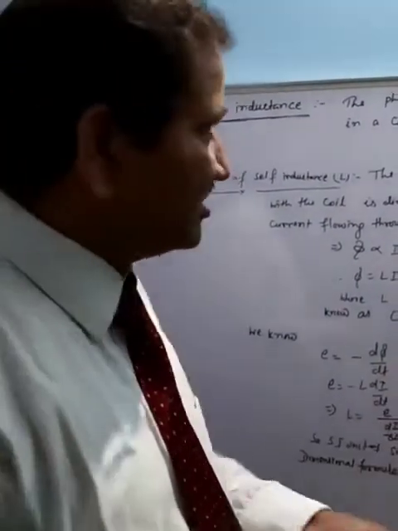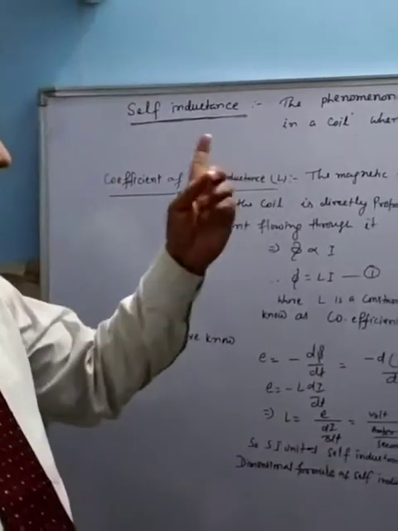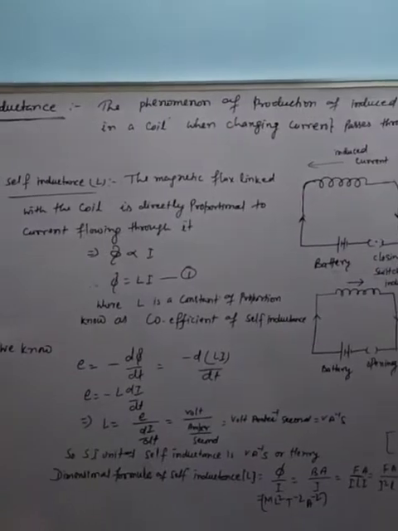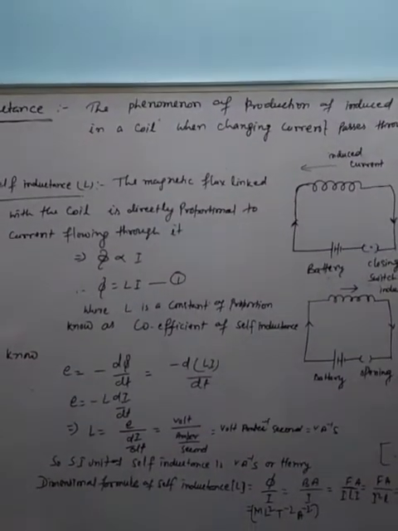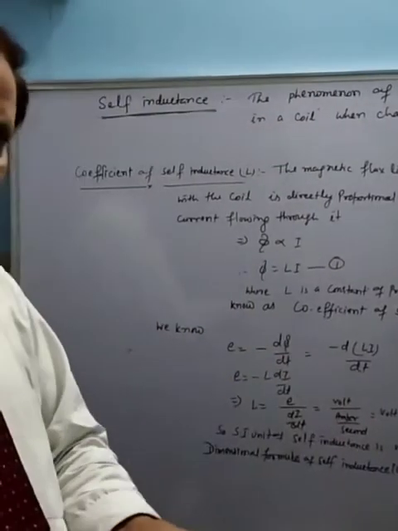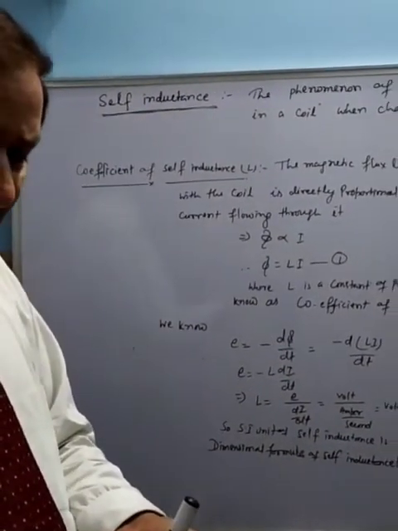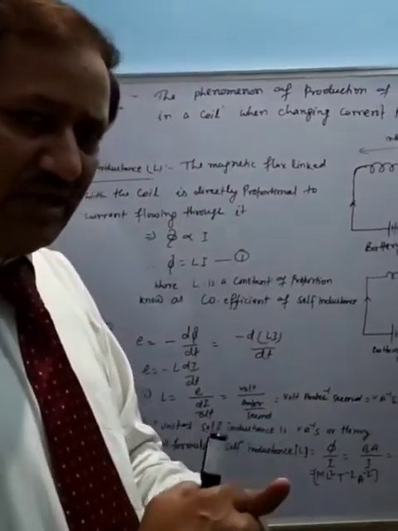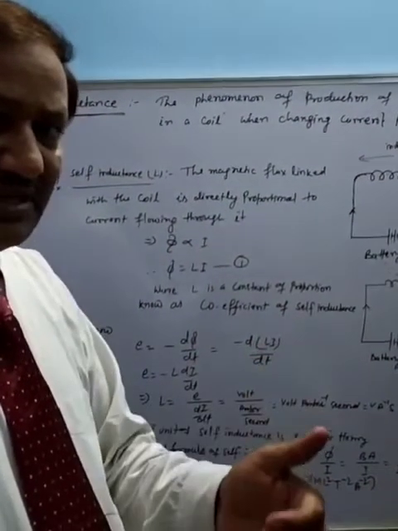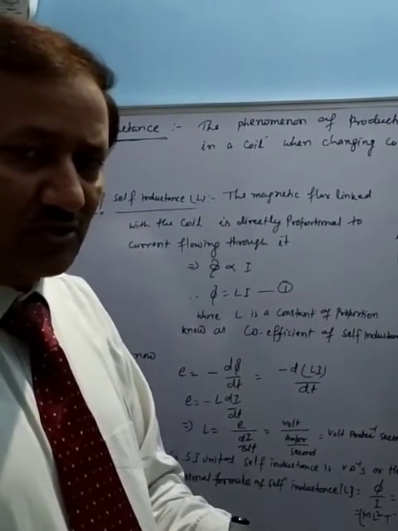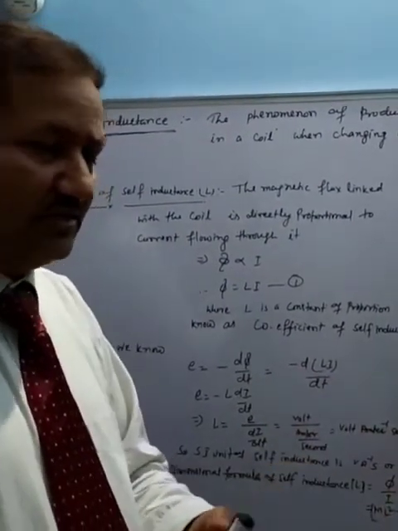Today I am going to discuss self-inductance, the phenomenon of production of induced EMF in a coil when changing current passes through it. Another way to define it: when the current linked with the coil changes, then EMF is induced in the coil itself, and that is called self-inductance.